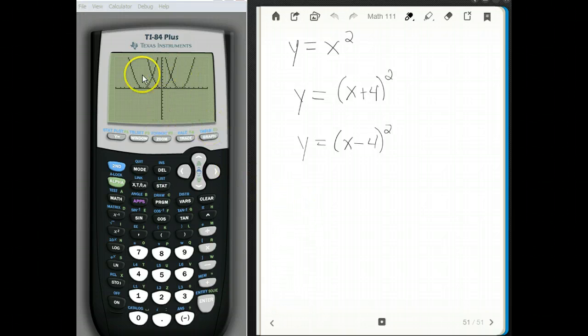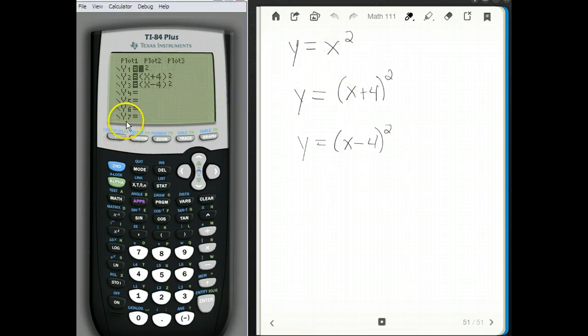And what kind of a change do we see now in the graphs? It's no longer a vertical shifting, but it's now a horizontal shifting. It's a shifting left and right, yeah? And so let's see if we can figure out which way went which direction, right? Notice that they graphed in order. So if we go back to our y equals here, y1, y2, and y3, it was the original x squared, then the plus 4, and the minus 4. So let's go to the graph.